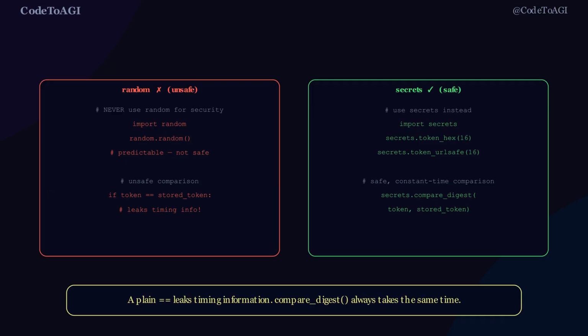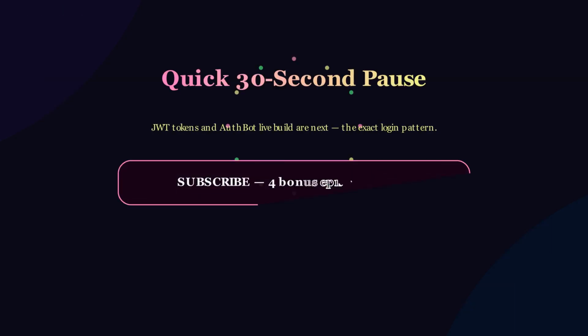secrets.compare_digest compares two strings safely. A normal equals check leaks timing information an attacker can exploit. compare_digest always takes the same amount of time to run. JWT tokens and AuthBot are next. This is the exact login pattern real production apps use.